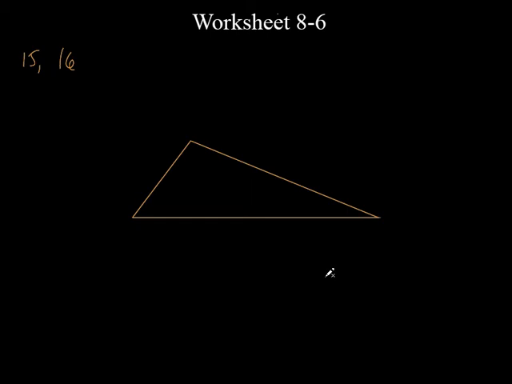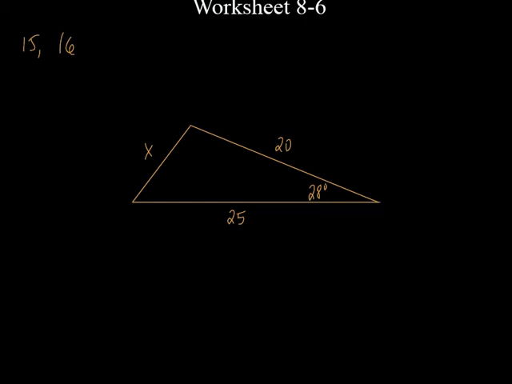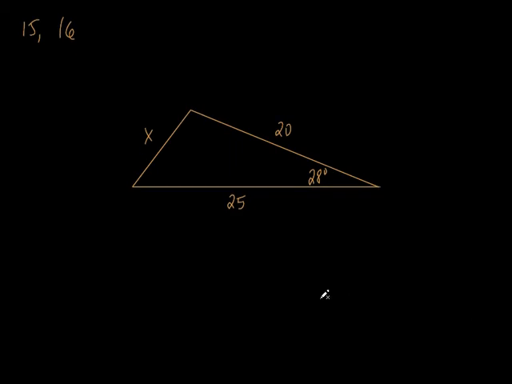Alright, and let's get some numbers. 20 and 25 are the sides, so 20 here, 25 here, and 28's the angle, and X is right there. For number 9, it's 88. How did I get it? I didn't have to.